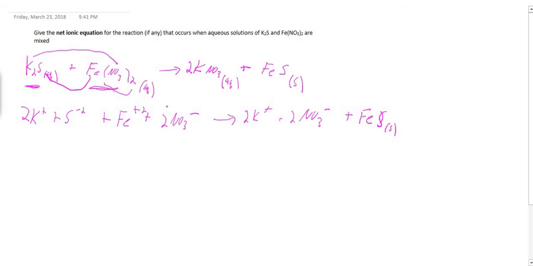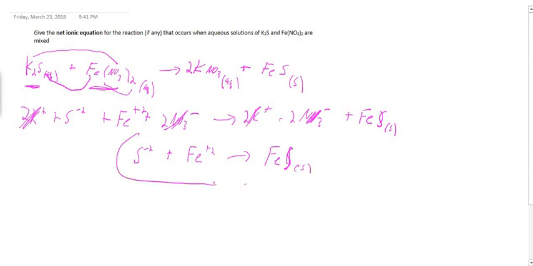So let's come up to the net ionic equation, and we can cross out on both sides of the equation those ions that aren't doing anything. So the 2K pluses are going to cancel out. The 2NO3 minuses are going to cancel each other out, and that leaves me with S minus 2 plus Fe plus 2, and that is going to give me my iron sulfide, my solid. This is going to be the net ionic equation.